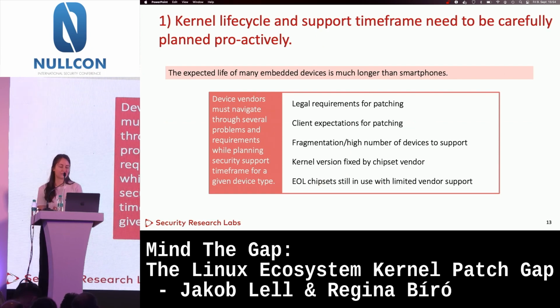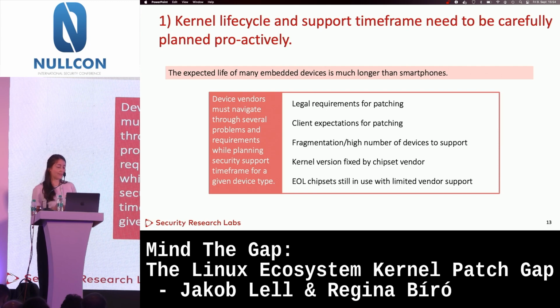So let's jump into the first topic. As I already mentioned, many embedded devices have a way longer expected life than smartphones, which is generally set to 2 to 4 years. But for example, if you have a smart TV, you have maybe 10 years, maybe 15. Or if you have a car, at least 15 years.